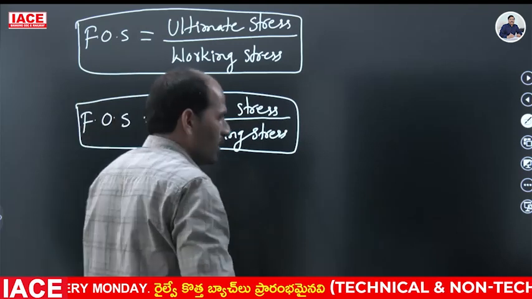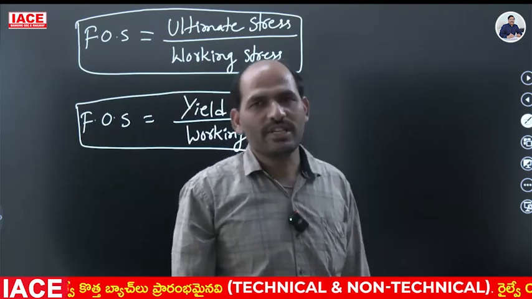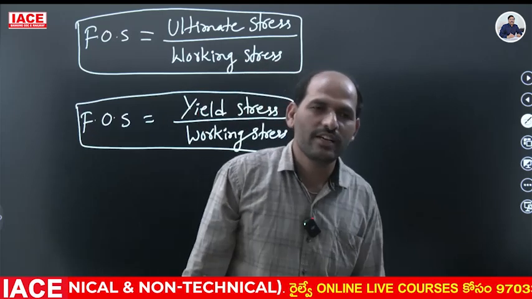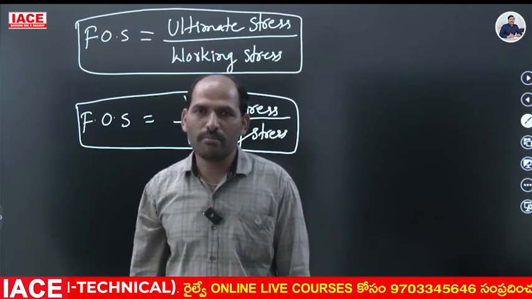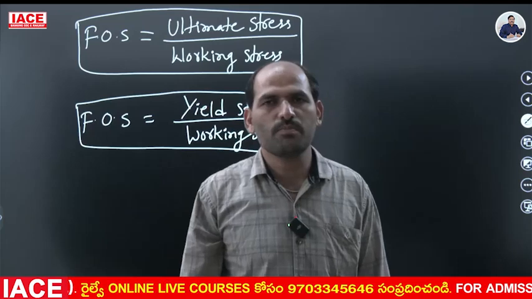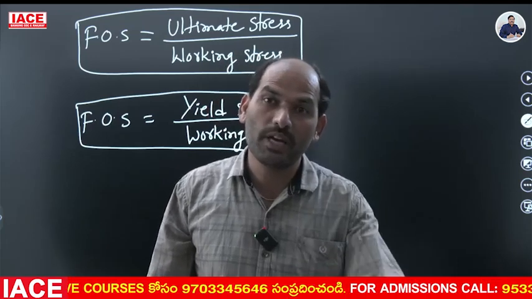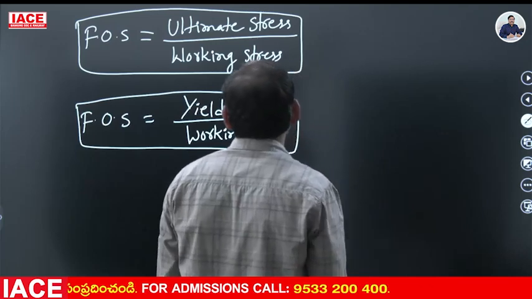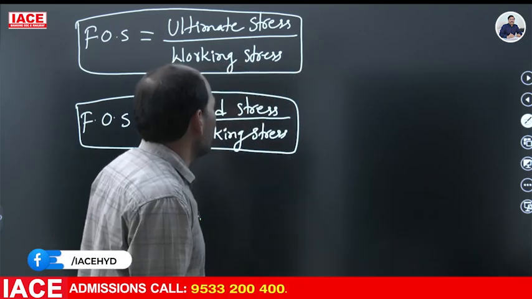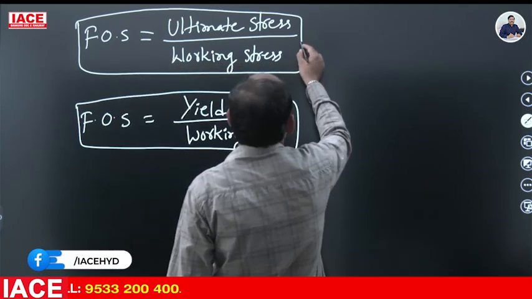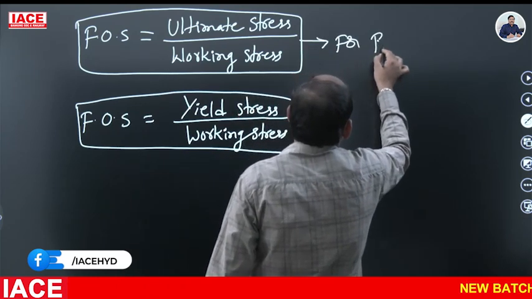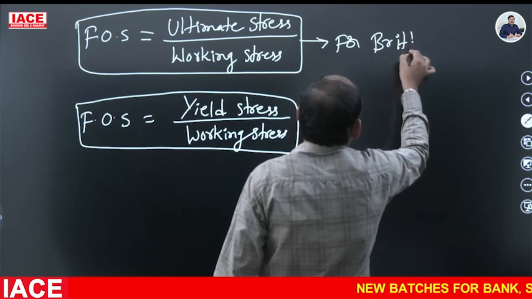Both are correct only. But yield stress upon working stress is applicable for which type of material? Here the ultimate stress upon working stress is applicable for brittle material.